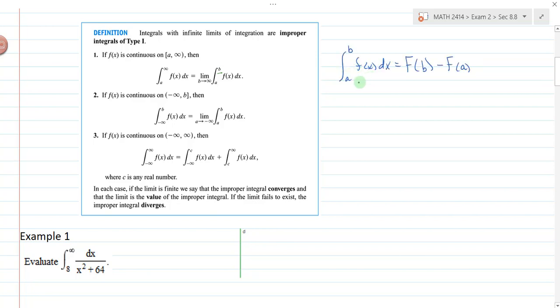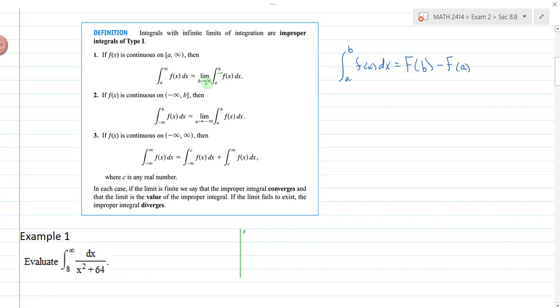Remember the fundamental theorem of calculus. It says that if you have a definite integral from a to b of some function of x dx, then if we find the antiderivative of f and plug in the upper bound minus the lower bound, we can evaluate this definite integral. The fundamental theorem of calculus only works when you have definite bounds. So how we get around that, whenever we have an infinity as a bound, is we replace that bound with a variable, and then we look at the limit as that variable approaches infinity. That way we can use the fundamental theorem of calculus to evaluate our integrals like we always have.